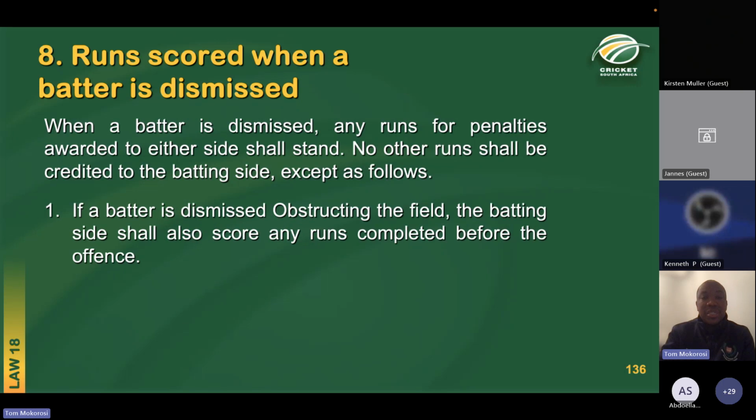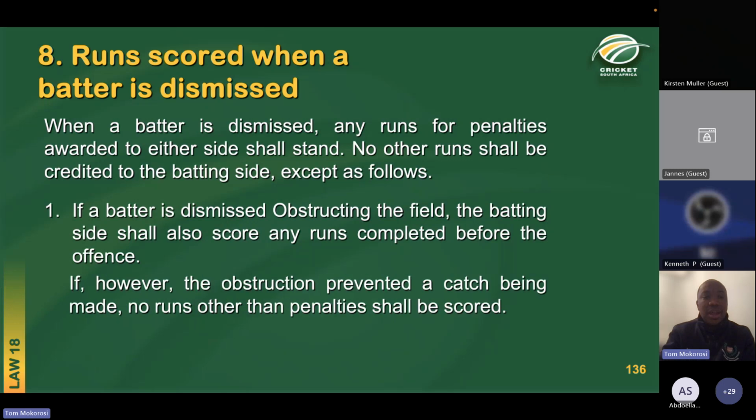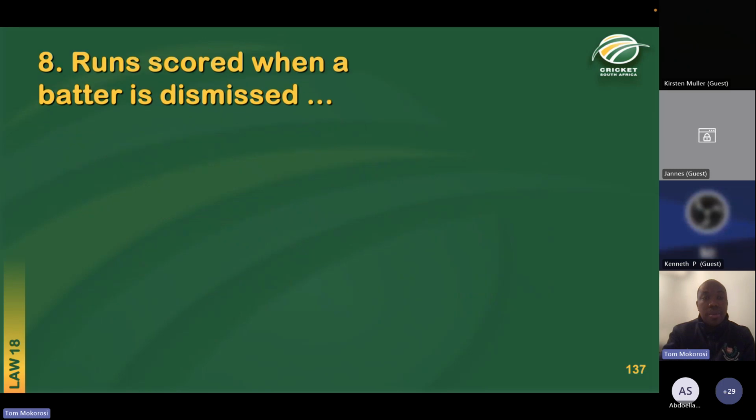If a batter is dismissed obstructing the field, the batting side shall also score any runs completed before the offense committed by the batter of obstructing the field. If, however, that obstruction prevented a catch from being made, then no runs other than the penalty runs shall be awarded.